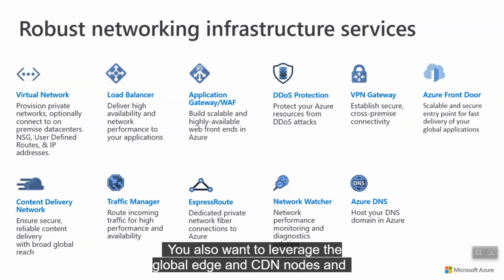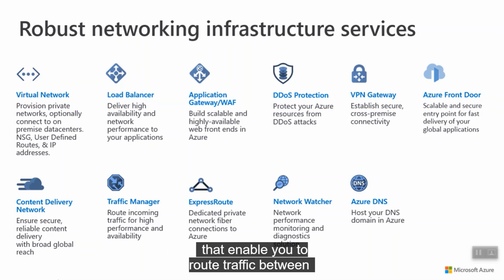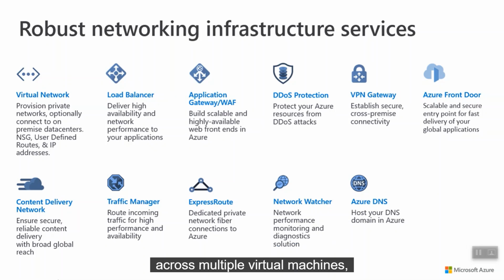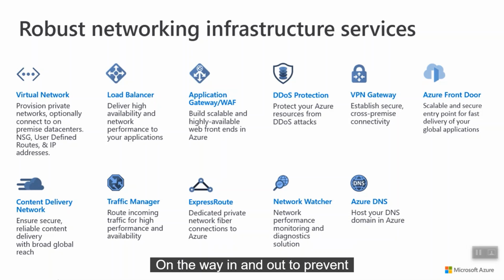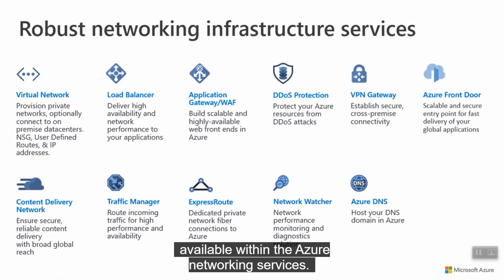You also want to leverage the global edge and CDN nodes, and Azure Traffic Manager and CDN enable you to do just that. As you see, there are lots of robust networking services available in Azure, including Layer 4 load balancers that enable you to route traffic between multiple virtual machines in a cluster or a web farm. There's also Layer 7 application gateways and WAFs that allow you to not only load balance traffic across multiple virtual machines, but also inspect the HTTP packets at the application layer on the way in and out to prevent exploits, including top OWASP attacks. There are also DDoS protection and DNS services available within the Azure networking services.